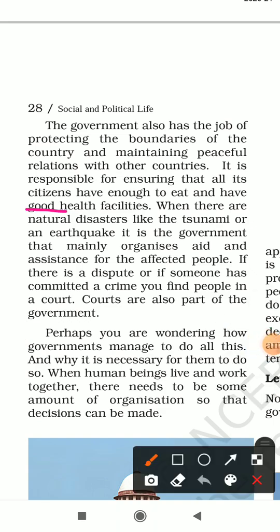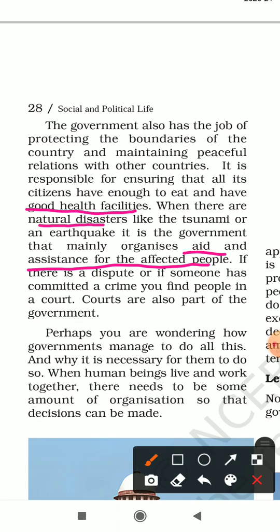Now, good health facilities include good hospitals, beds in the hospitals, tools and technology in the hospitals, doctors, nurses, medicines, ambulances, etc. When there are natural disasters like the tsunami or the earthquake, it is the government that mainly organizes the aid and assistance for the affected people. Whenever a disaster hits a place, an unfortunate event happens in a place, who comes to help the people? Who comes to rescue the people? Basically, it is the government.